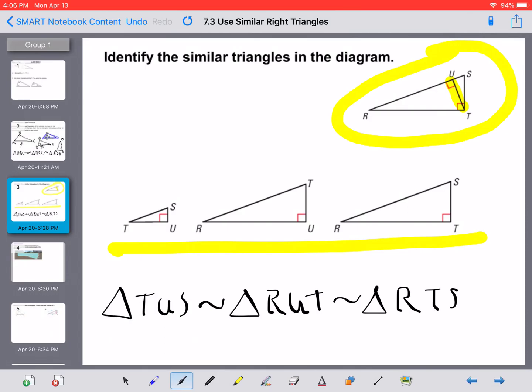The big thing you need to remember with similar triangles or any similar polygon is that all of the interior angles are congruent, meaning they are the same or equal. And all of the sides, while they are not congruent, are proportional. So they will have the same proportion on each of the sides.